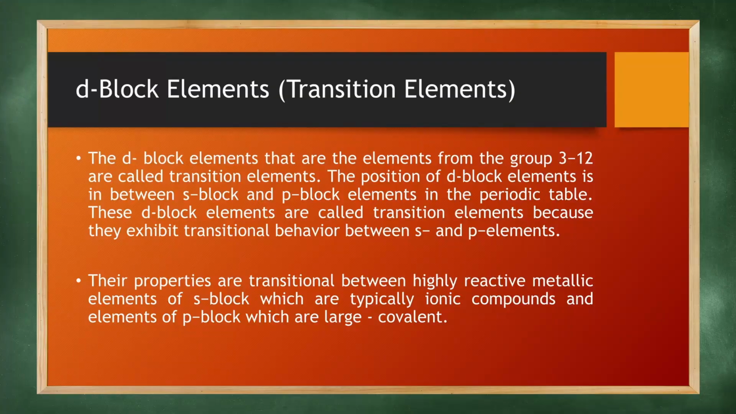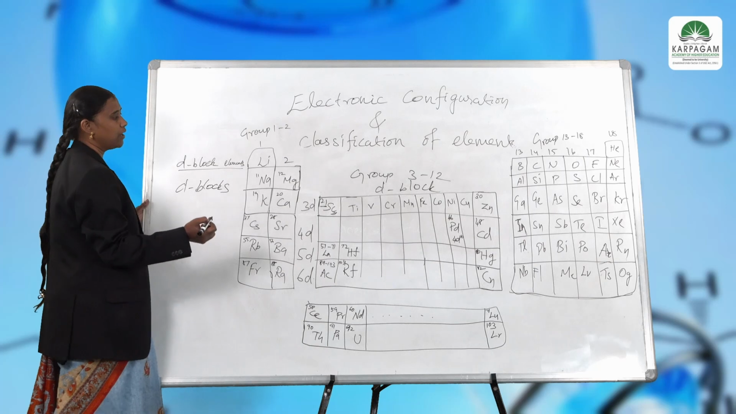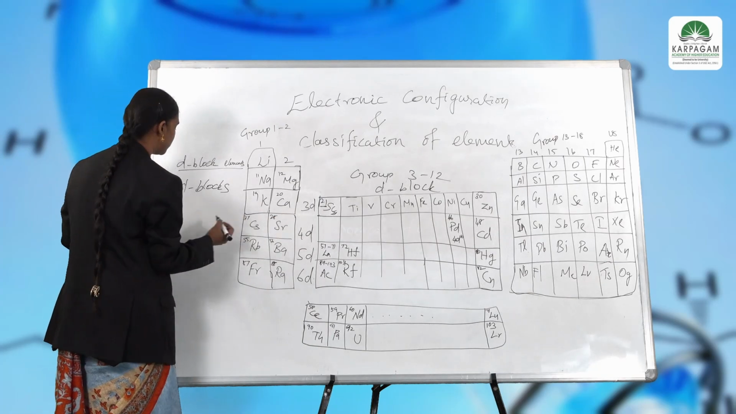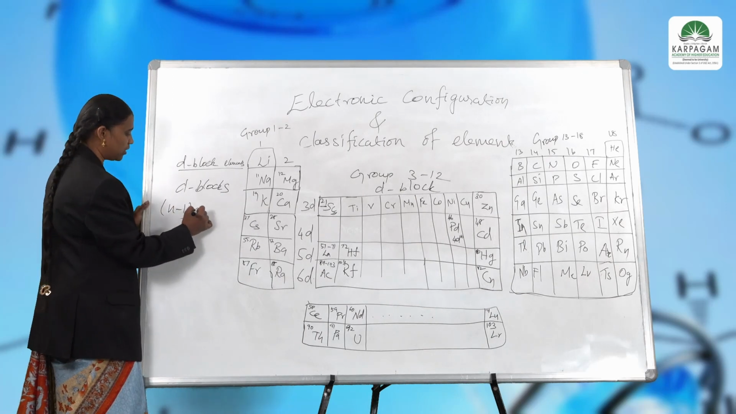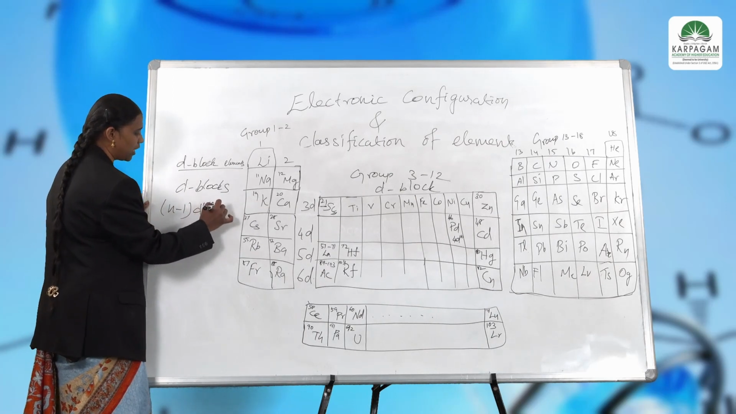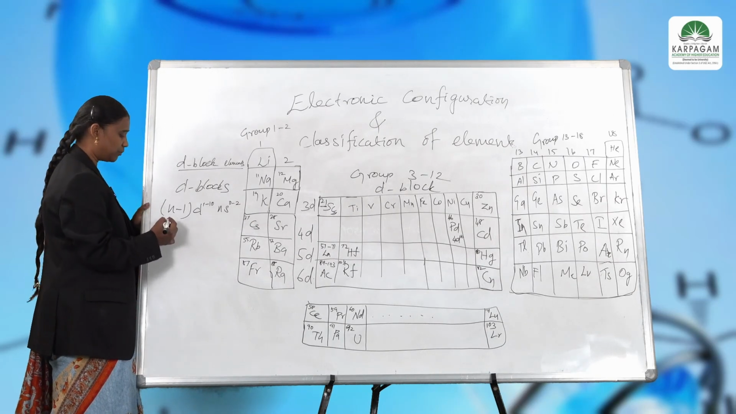Next we see about d block elements. What do d block elements mean? The outermost electrons are filled in the d orbitals. The d block starts from atomic number 21, and the element is scandium. The general formula is written as (n-1)d^1 to 10 ns^0 to 2. So what does this mean?